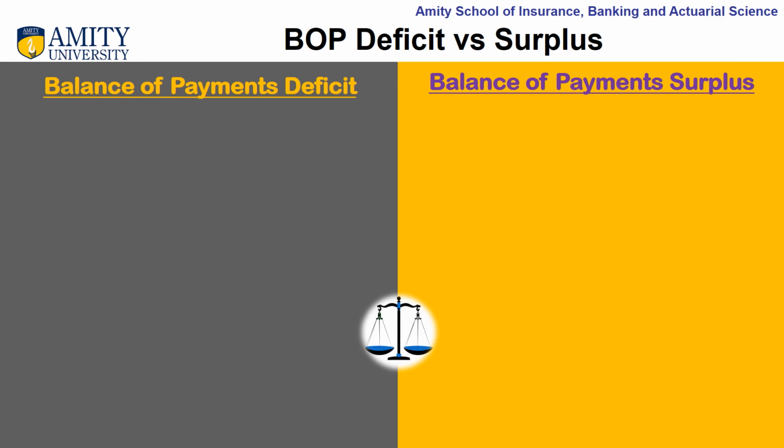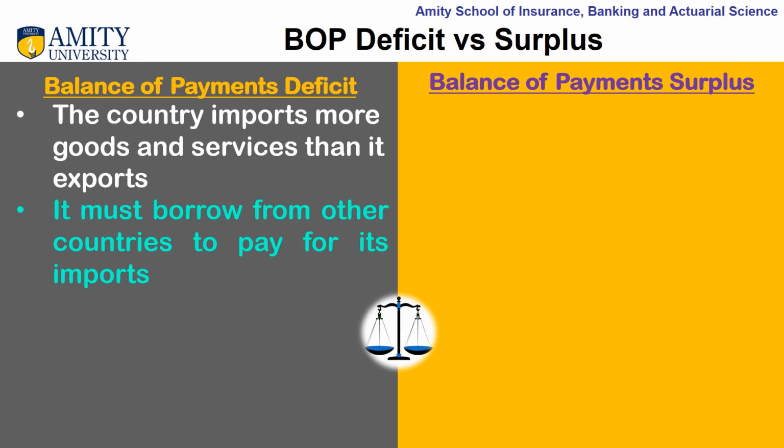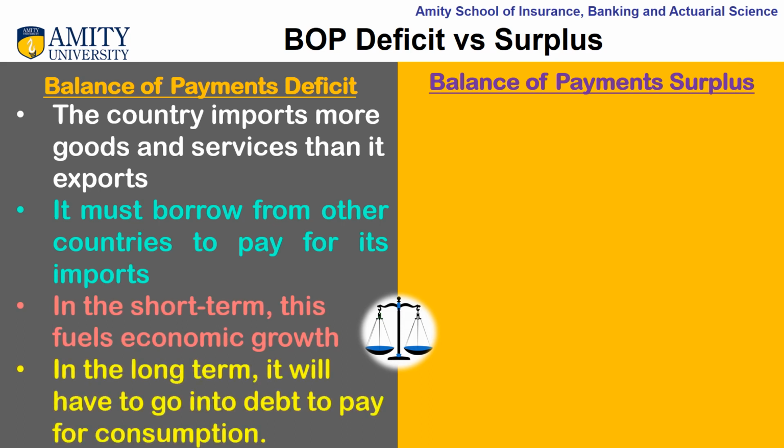As you have understood, we may have balance of payment deficit or balance of payment surplus. Let us try to understand its implications on the country. So if we have a balance of payments deficit, it means the country imports more goods and services than it exports. For this, it must borrow from other countries to pay for its imports. In the short term, this fuels economic growth, but in the long term, it will have to go into debt to pay for the consumption.